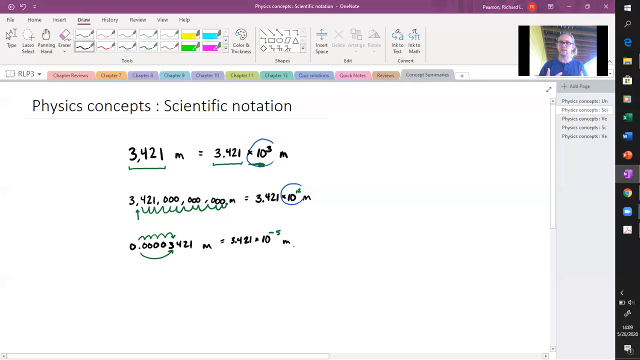Okay, and this is a way that we can make these numbers, instead of being what is that? 1,000, million, billion, trillion, 3,421 billion with all of those zeros. We take those zeros and we take that number and we scrunch it down into something that's much more manageable to deal with.